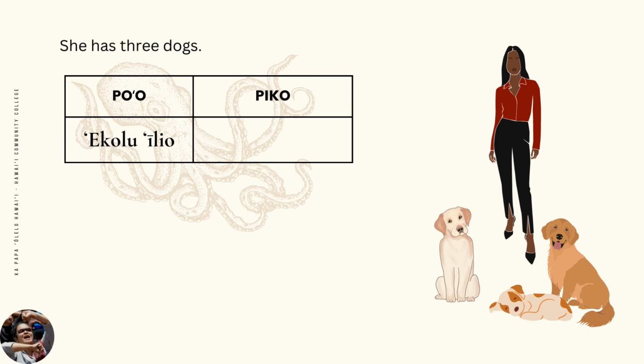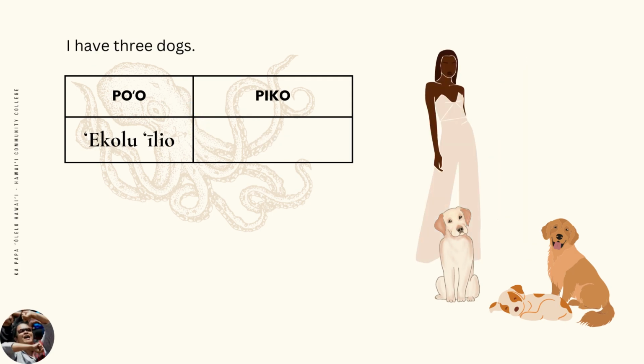If the sentence is she has 3 dogs, and the piko is she or he, the piko becomes ana, or ona if the item owned is kino'o, and it needs to jump ahead. E kolu ana I lio. If the piko is I have 3 dogs, the piko changes to a'u, or o'u if the item owned is kino'o, and it needs to jump ahead. E kolu wa'u I lio.